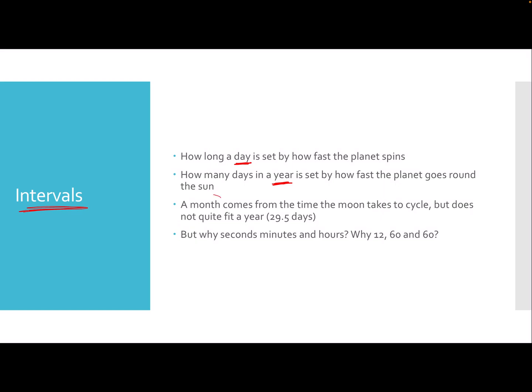Months are a bit weirder. Months aren't to do with the planet, they're to do with the moon and how long it takes the moon to complete a cycle. It's called a lunar cycle. But they're a little bit rubbish. A lunar cycle is 29.5 days, and if you work out your maths and you've got 365 days to fill with 29.5s, you can't do it. So months have been fiddled with, and they've been fiddled with in different ways.